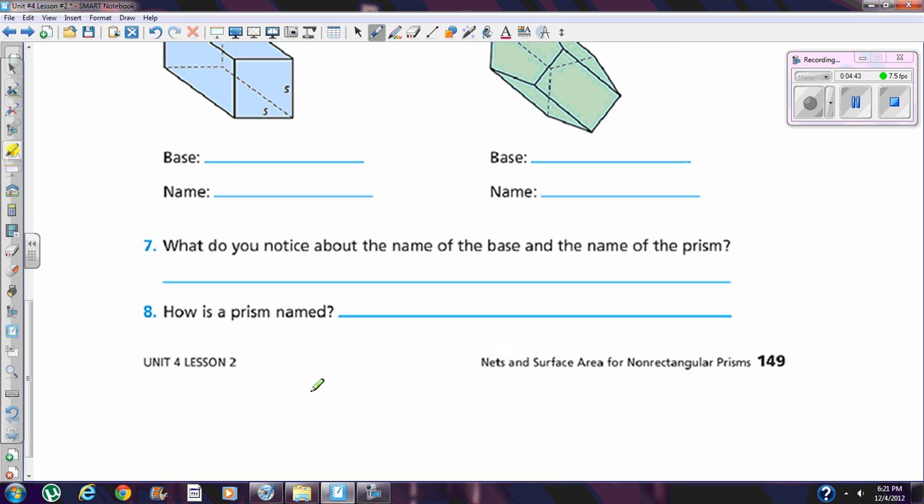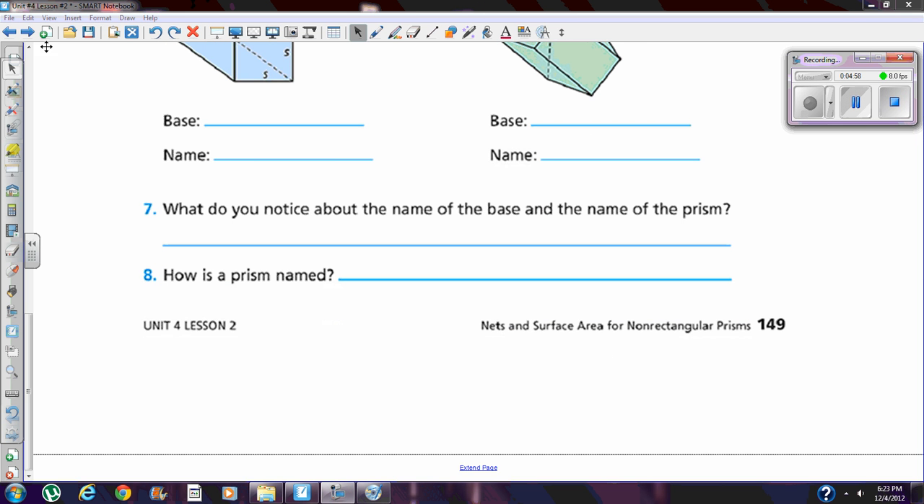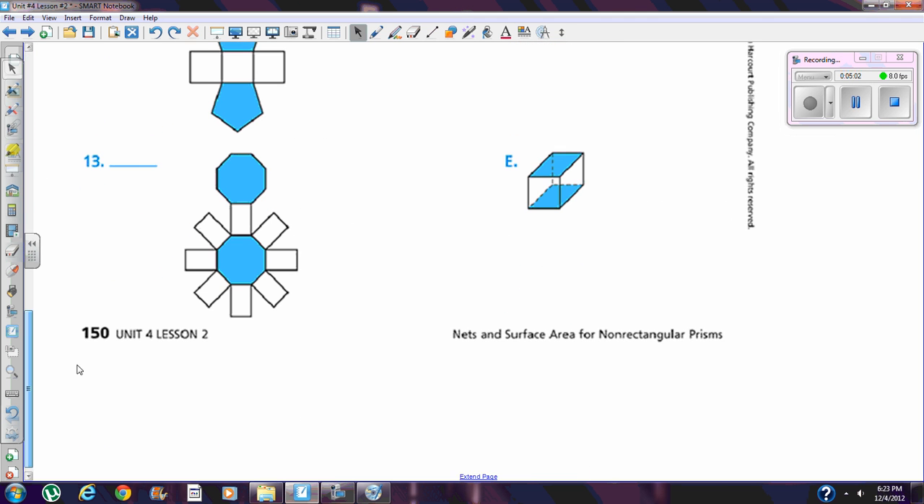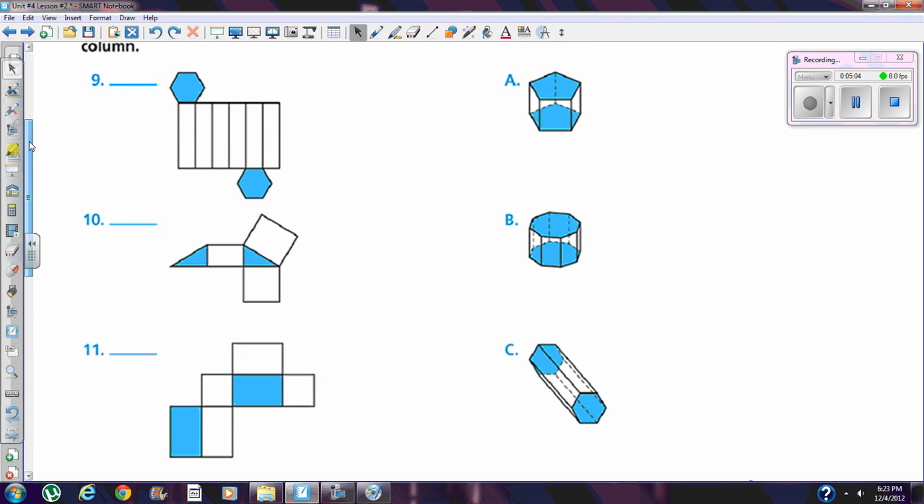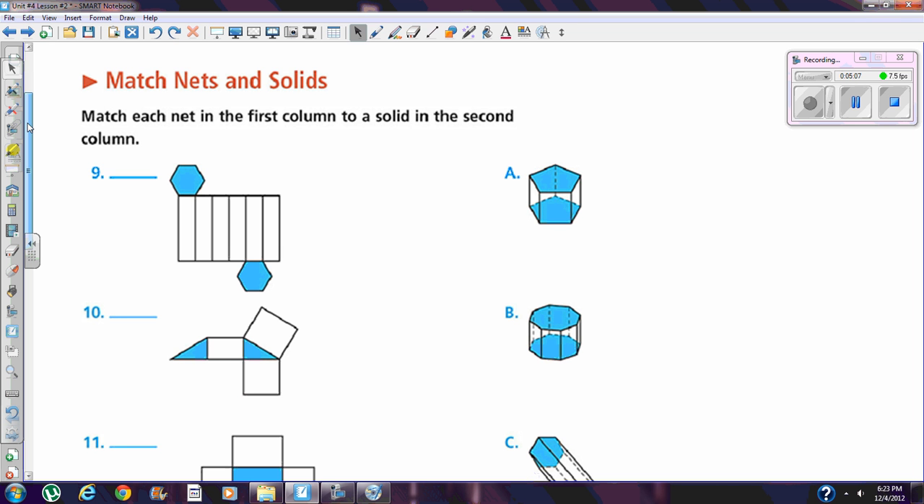And number 8 says, how is a prism named? And again, it is named by the shape of its base. By the shape of its base. All right, let's move on to page 150. Just making sure that it was 150. And on page 150 it says match nets and solids. So match each net in the first column to a solid in the second column.